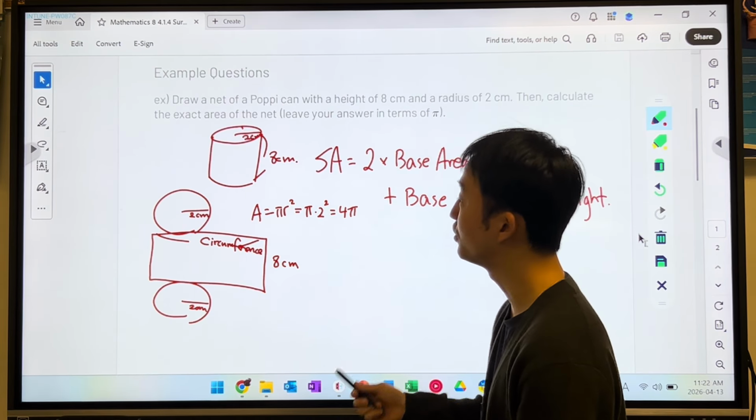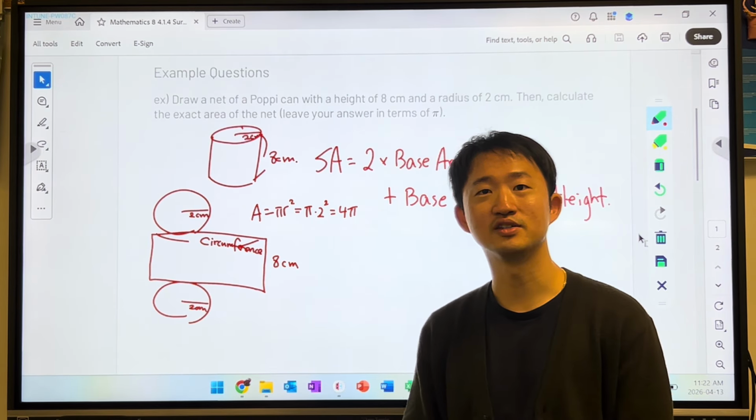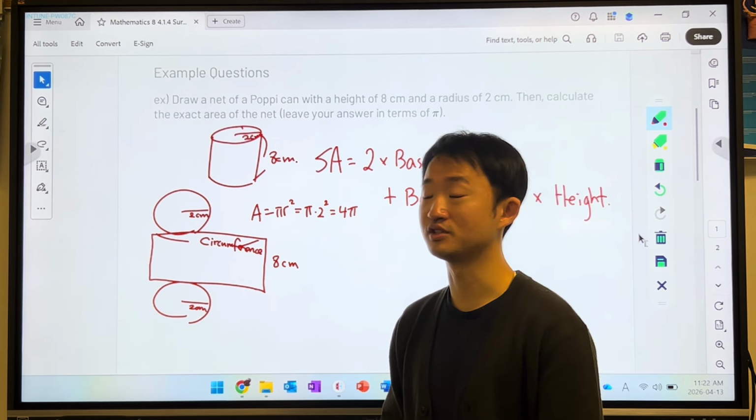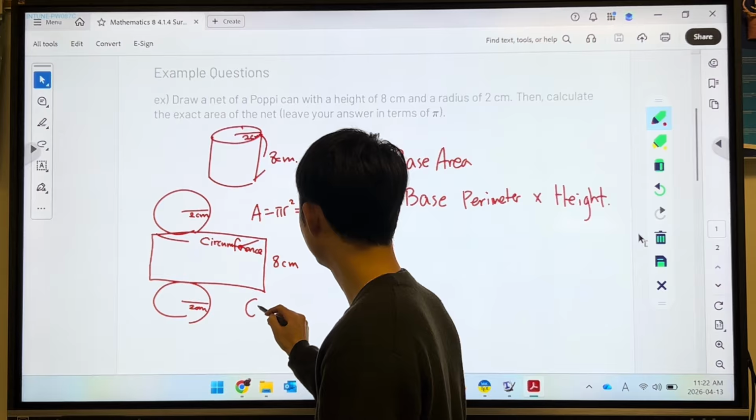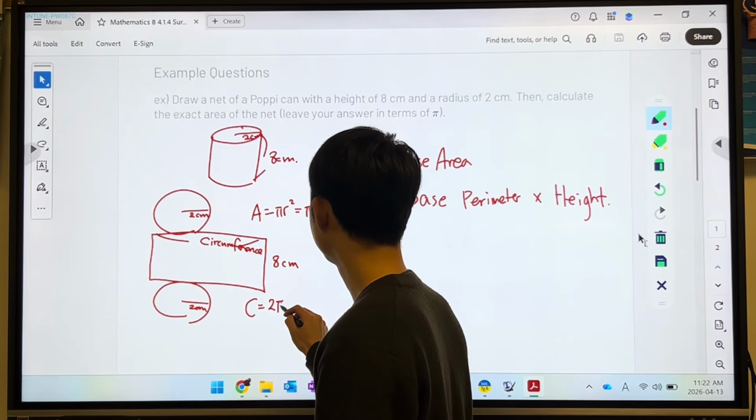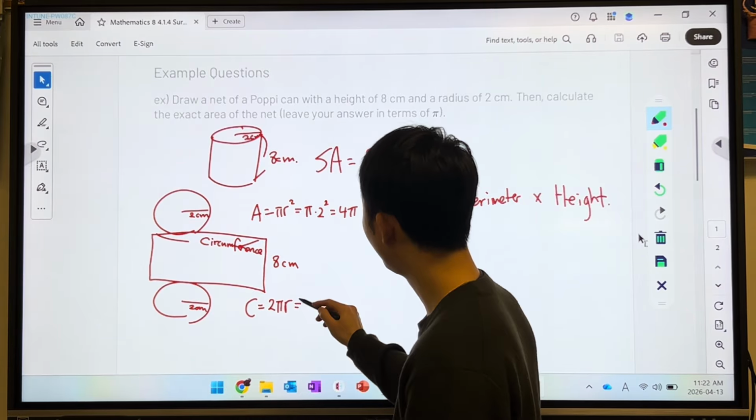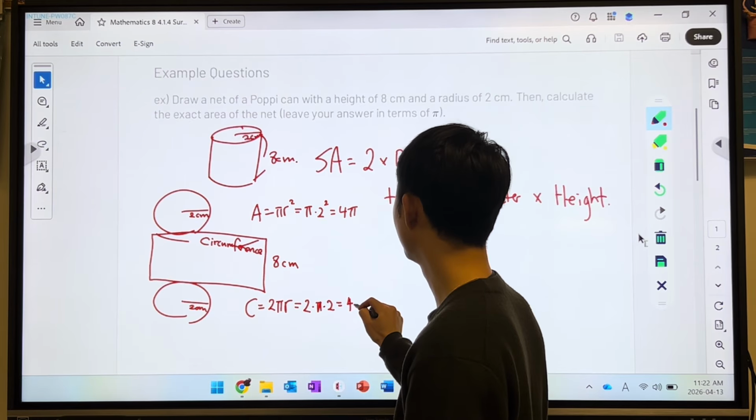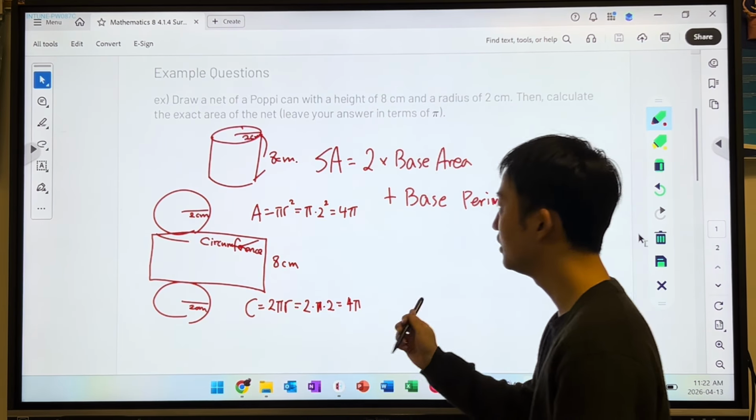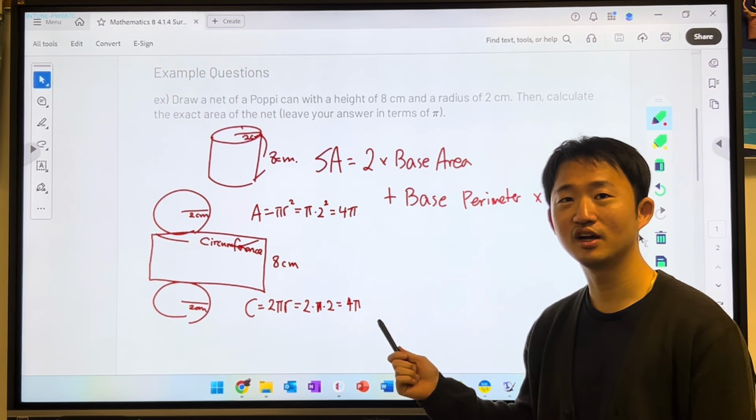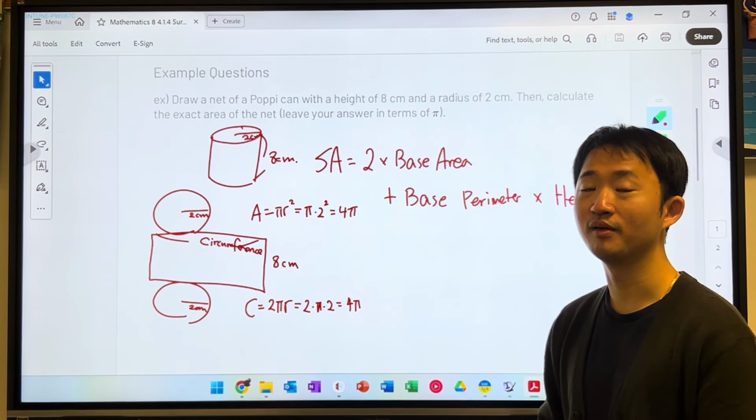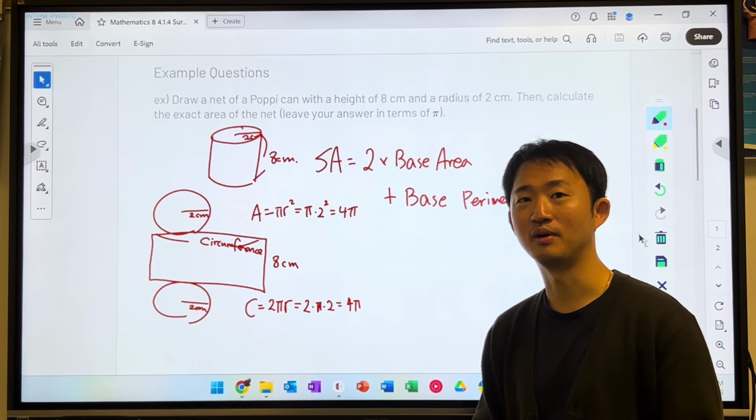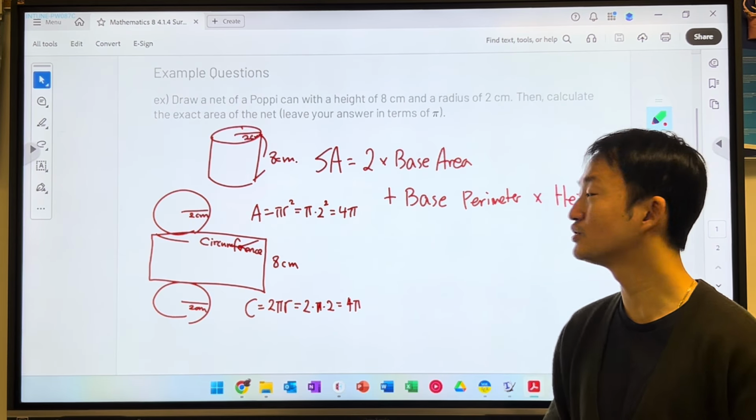What about the base perimeter? The perimeter of a circle is the same thing as the circumference of the circle. So we can calculate it by doing C equals 2 pi r. And r is 2, so that's 2 pi times 2, which is also 4 pi. While they look like the same number, the area 4 pi has a unit of centimeters squared, and the circumference 4 pi has a unit of centimeters.